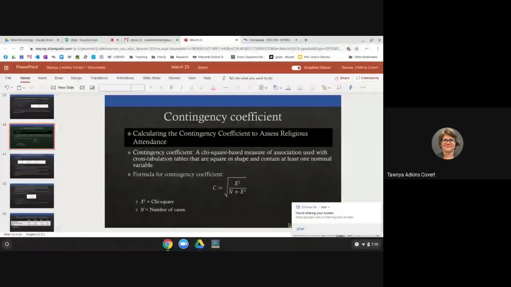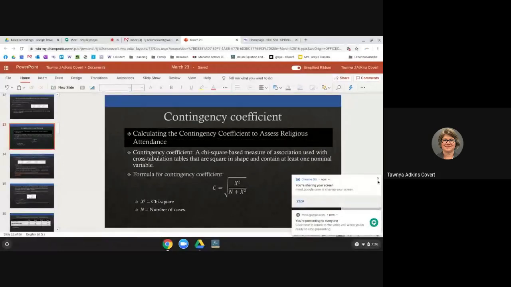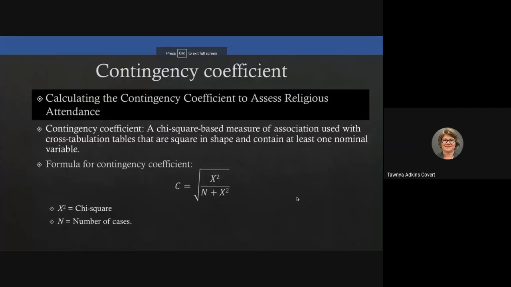Okay, so we are back and talking now about the contingency coefficient. So we can use this formula, which you can see is similar to, but a little bit different than phi, because instead of having our chi-square value over our sample size, we're now providing sort of a ratio kind of measure.